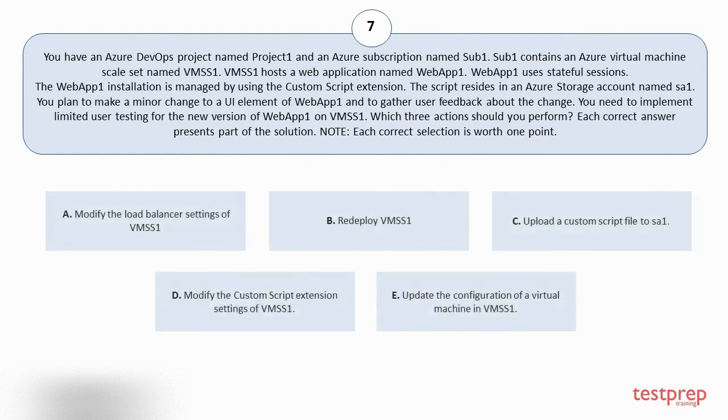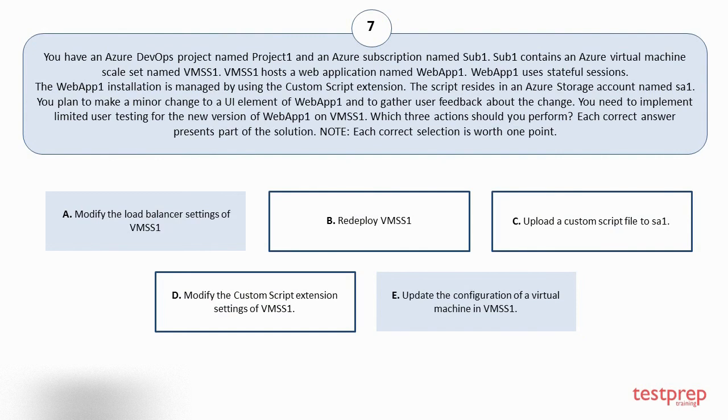Your options are: A. Modify the load balancer settings of VMSS1. B. Redeploy VMSS1. C. Upload a custom script file to SO1. D. Modify the custom script extension settings of VMSS1. E. Update the configuration of a virtual machine in VMSS1. The correct answers are option B, C, and D.